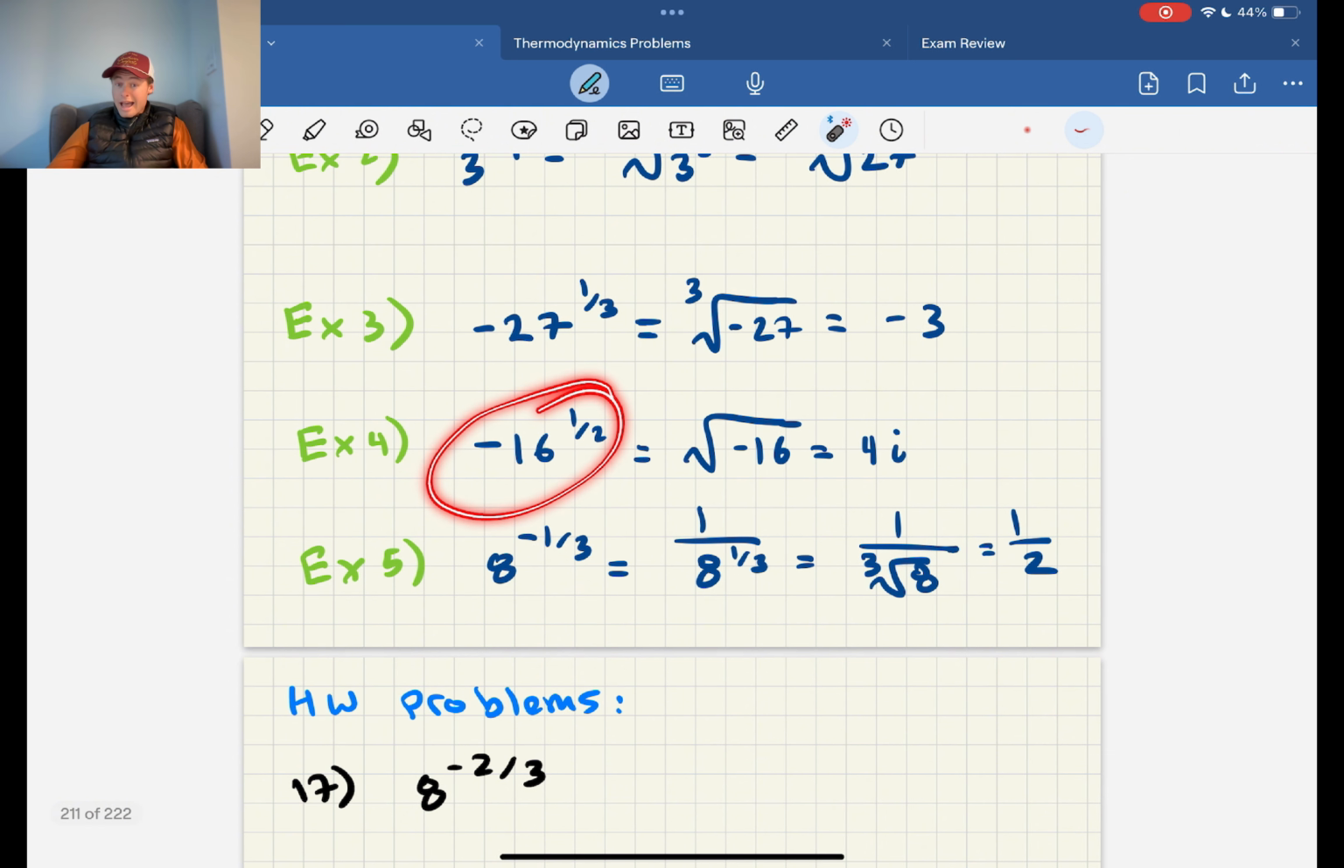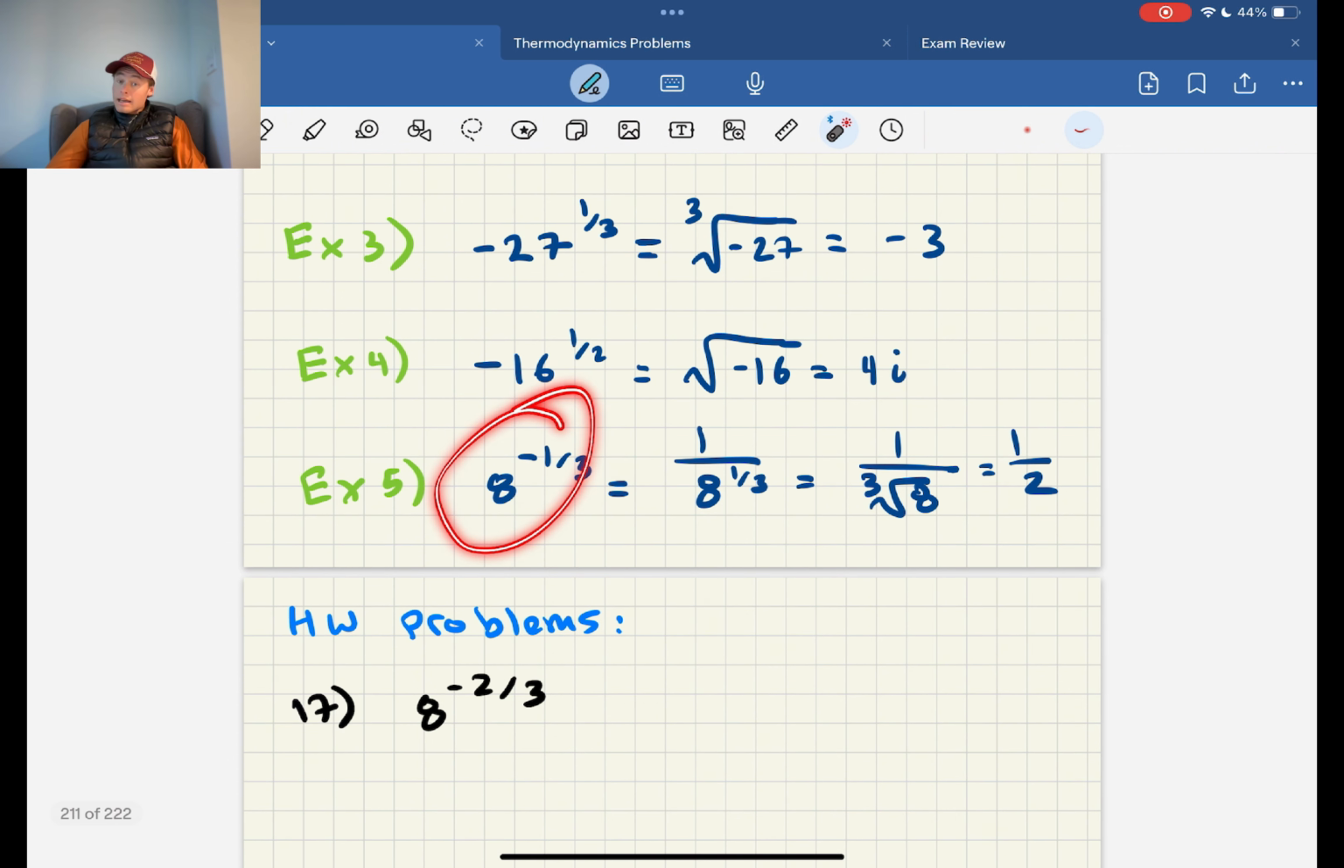Negative 16 to the 1/2, that's the square root of negative 16. That's 4i, for imaginary, right? You can't get a real answer if you're taking the square root or an even root of a negative number, and so we put this little i here to denote that it was an imaginary answer. And lastly, 8 to the negative 1/3 is really 1 over 8 to the positive 1/3, which is 1 over the cubed root of 8, which is 1/2.